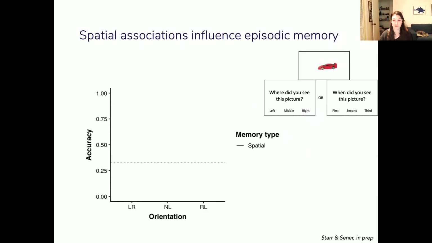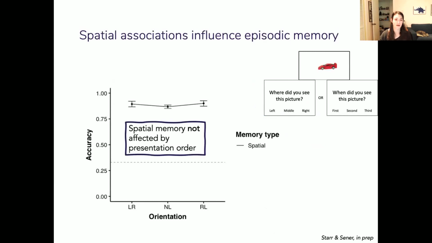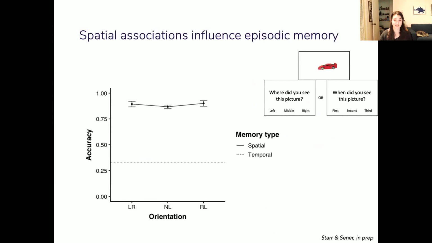And what we found was that in the spatial condition, so where participants were asked where they saw this picture, left, middle, or right, the orientation didn't matter at all. So whether the pictures were presented from left to right, nonlinear, or right to left, people are pretty close to ceiling for this task, remembering where the pictures were. But now when we look at when they were asked when the picture was seen, so is it first, second, or third, we see a very different pattern.